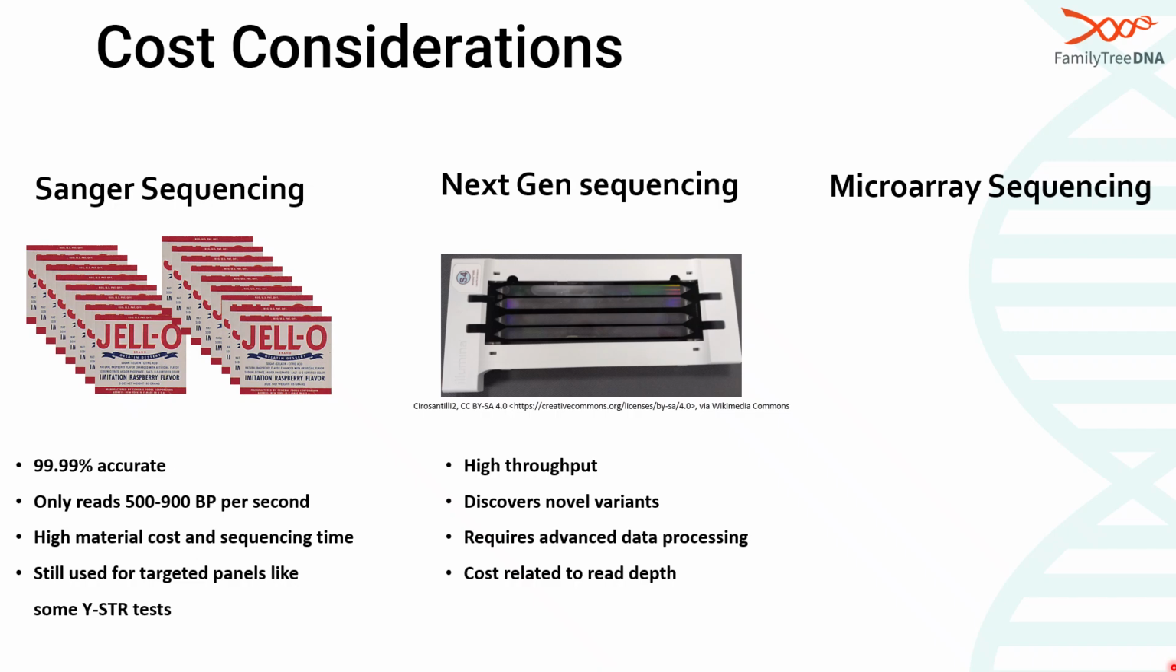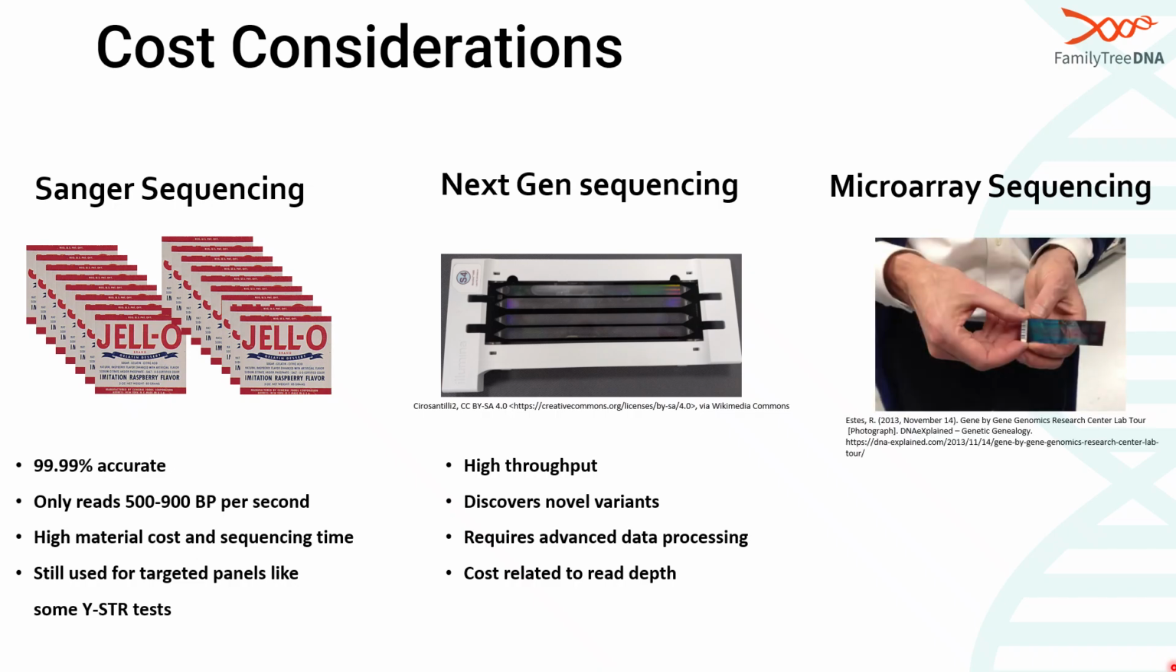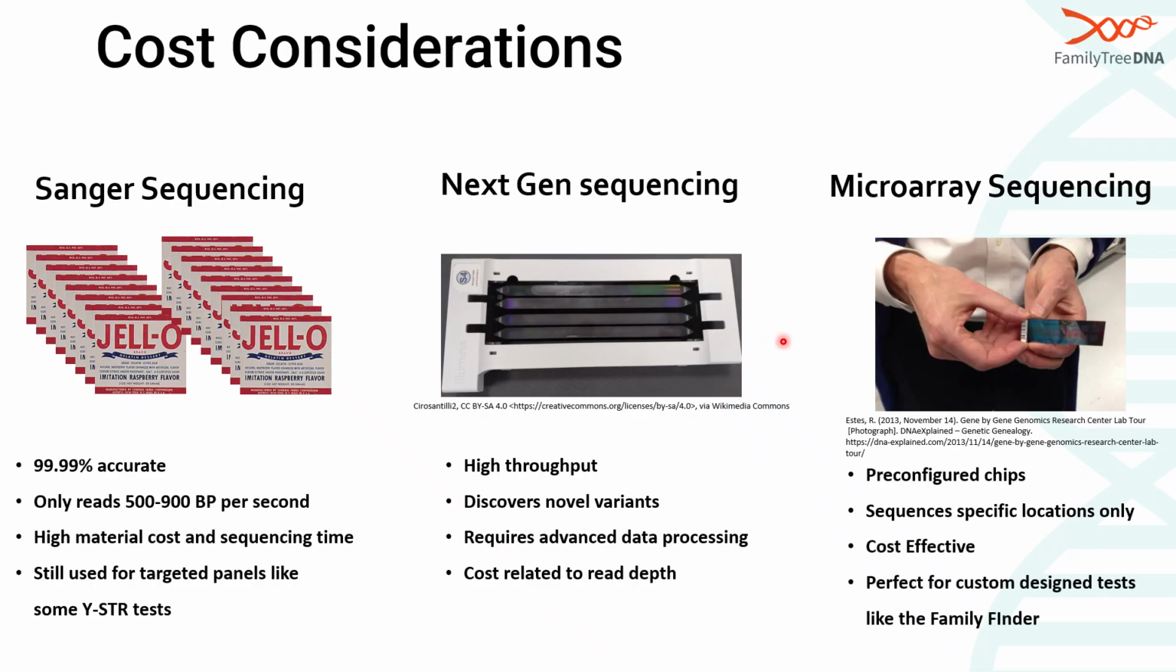And then lastly, you have microarray sequencing. So this one is cheaper, and I think in part it's because the chip is not as beefy. This chip just looks beefier. But this one is a pre-configured chip. And so once your configuration has been created, you can mass produce these very quickly and very cost effectively. So that makes it a really approachable test for a consumer DNA test. But it is those specific locations.